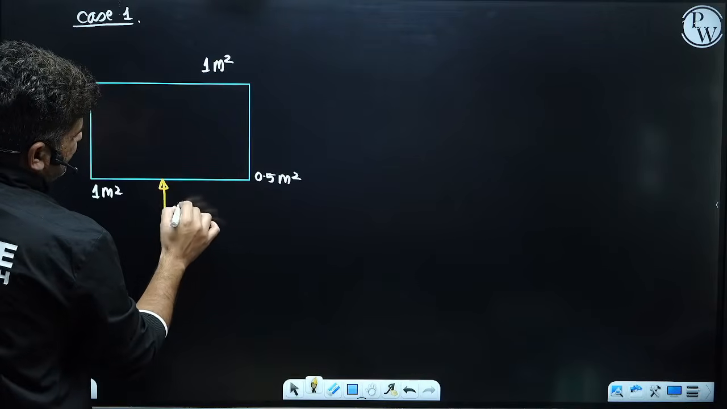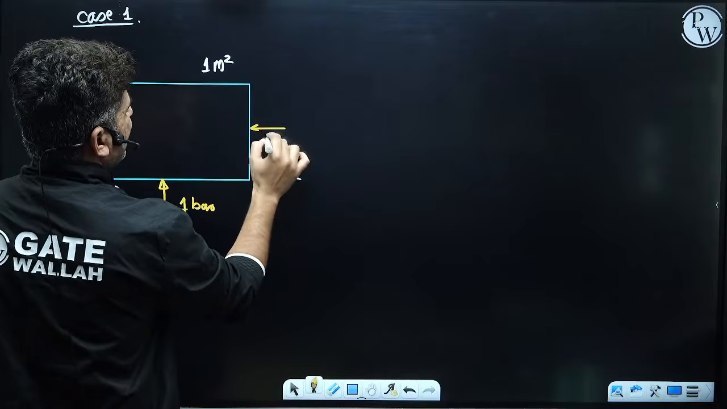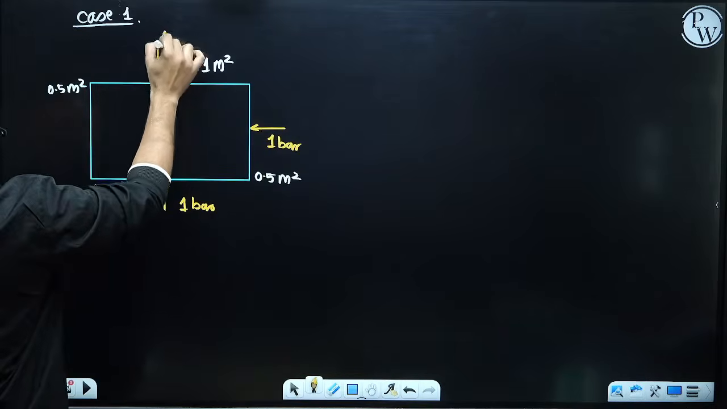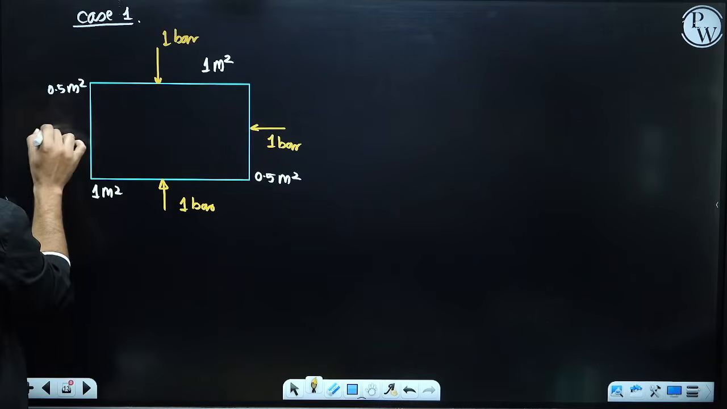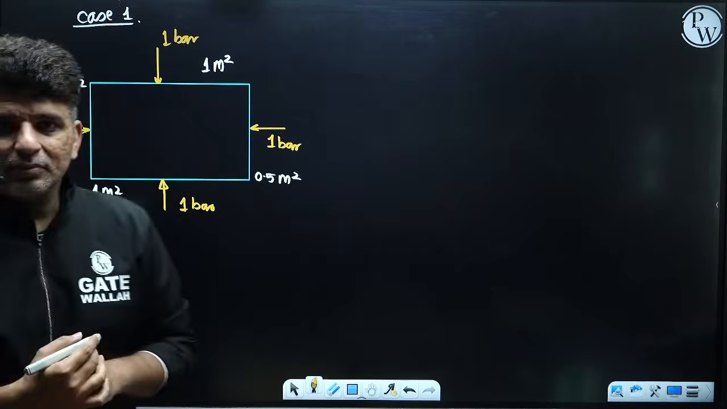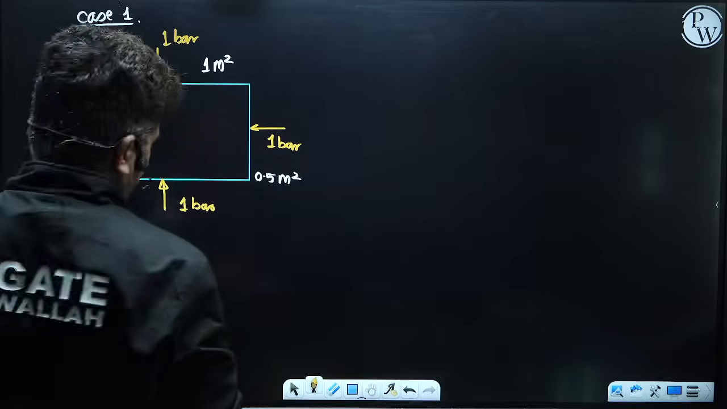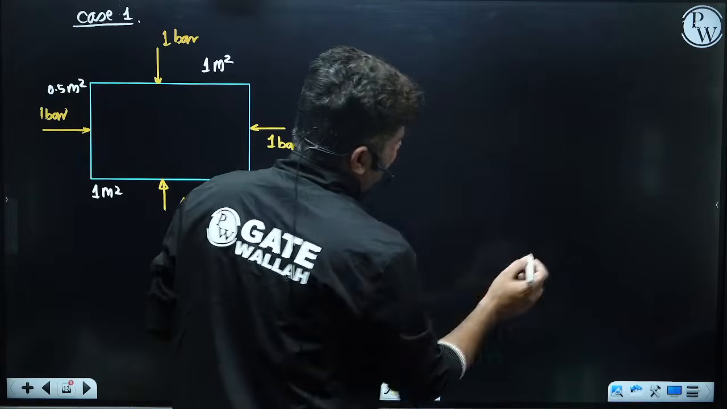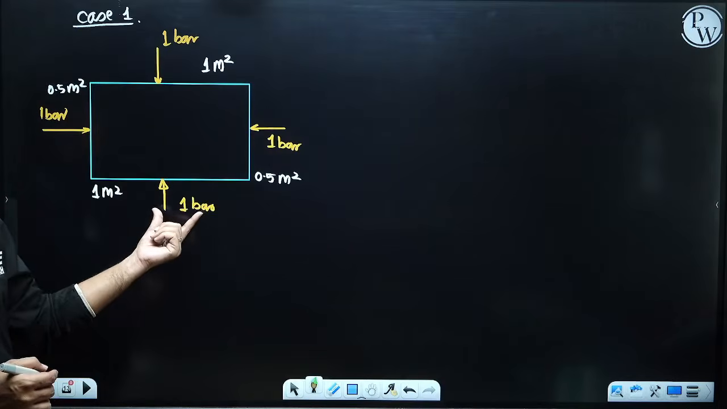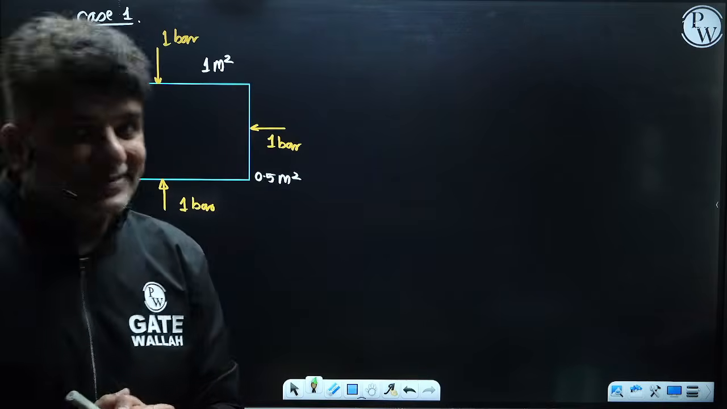I have pressure as 1 bar. There is a pressure which is acting over here, which is 1 bar. There is a pressure which is acting over here, which is again 1 bar. There is a pressure which is acting over here, which is 1 bar. Okay. So all the 4 pressures are same and areas are different. Now, can anybody tell me what will be the force due to these pressures? So let's say this is 1 bar pressure and 1 meter square area. What will be the force acting on this?